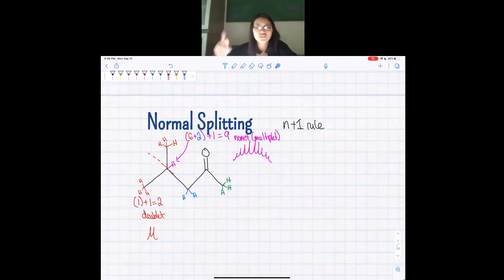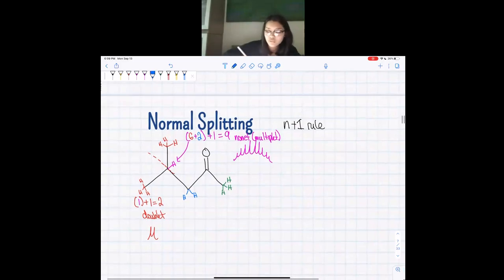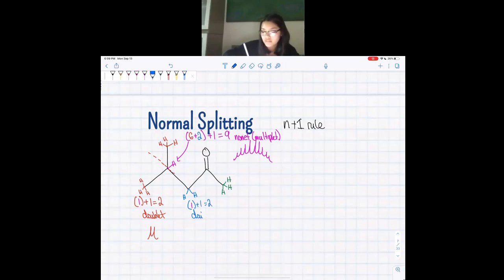One, yes. You guys did not get tricked. The green ones cannot split this one because hydrogen to carbon is one, carbon to carbon is two, carbon to carbon is three, carbon to hydrogen is four. These green ones are four bond lengths away, so they do not get included. So for the blue ones, it has one pink hydrogen neighbor plus one equals two, meaning this is also a doublet, and it looks like so.